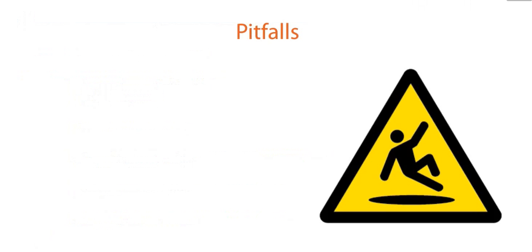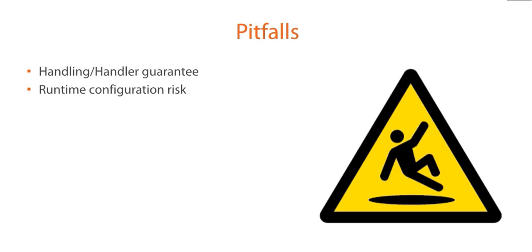We did start to touch on some of the pitfalls or problems with this pattern. Let's go into that a little bit deeper. One of the pitfalls that you run up against is the handling handler guarantee. We aren't guaranteed that someone along the chain will in fact handle our request. This is a direct reflection of our runtime configuration. We have great flexibility with this configuration, but it can mean that there are some configurations that haven't been tested and something might not get processed.